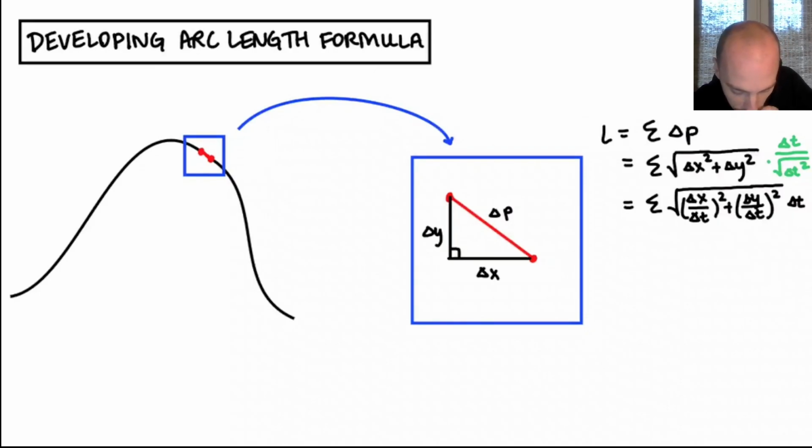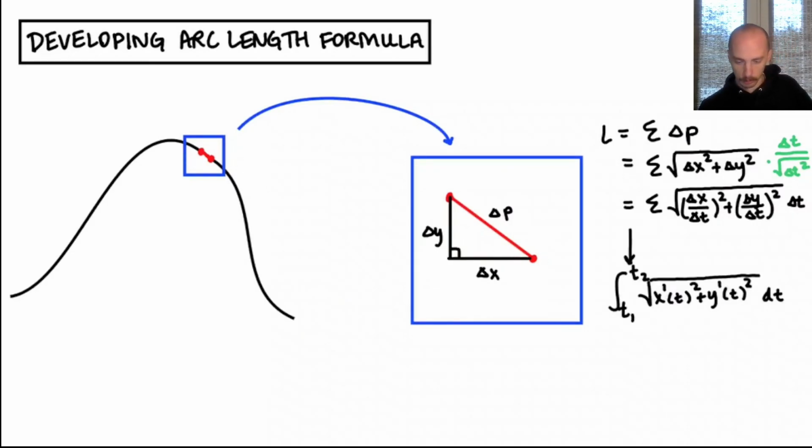And then as I let the number of pieces of arc length go towards infinity and their respective t intervals go towards 0, this sum will become an integral and will converge to the integral from t1 to t2 of the square root of x prime squared plus y prime squared with respect to t. And that's the formula that we're familiar with from AP Calculus. But if we think about it from a vector perspective, this is the length of the velocity vector, or the length of the derivative vector. So we could say the integral from t1 to t2 of the length of r prime of t dt.